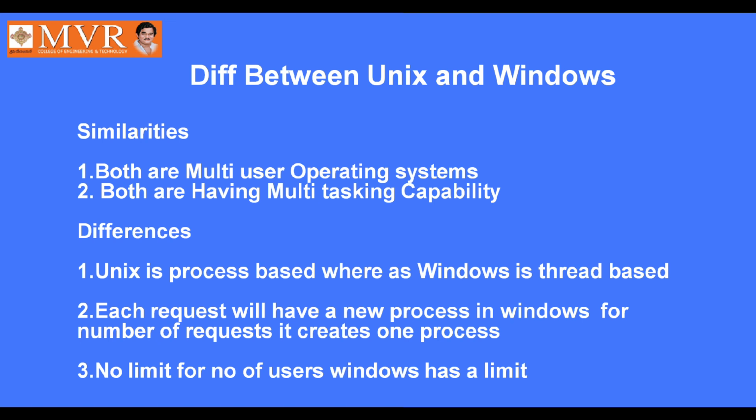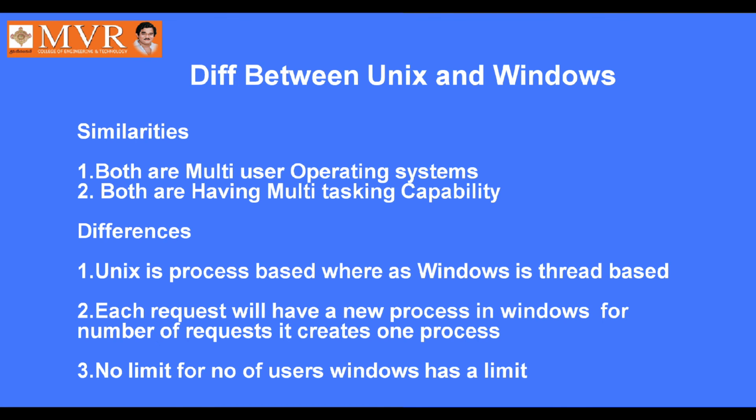That means in Windows also every task is treated as a process, but that process will be subdivided into threads. So small parts will be divided, every process will be divided into small parts, and every part is called a thread. So every thread will be executed, and finally the results of every thread will be combined to get the original result. That happens in the Windows operating system.